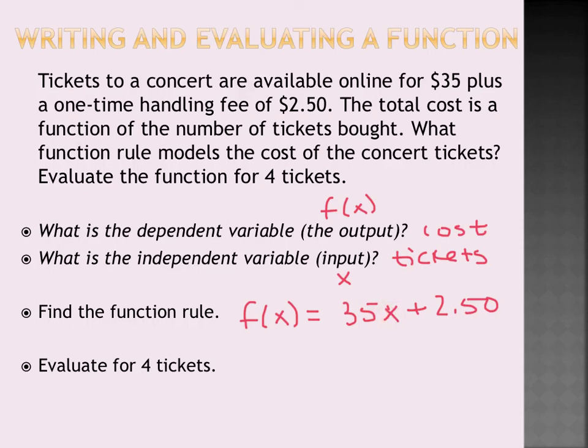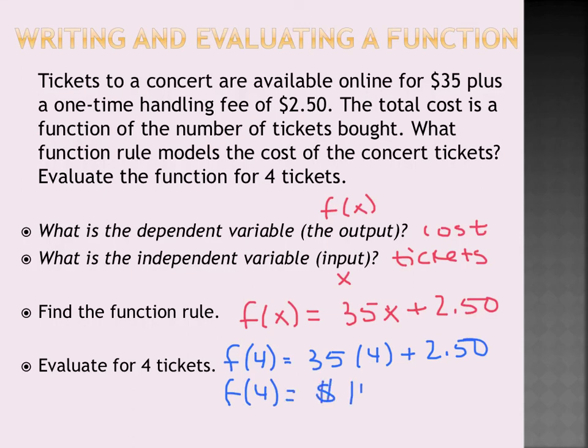So if I want to find 4 tickets, that's f of 4, and I plug in 4 where I see an x. So I'm going to get f of 4. So for 4 tickets, I'm going to spend $142.50.